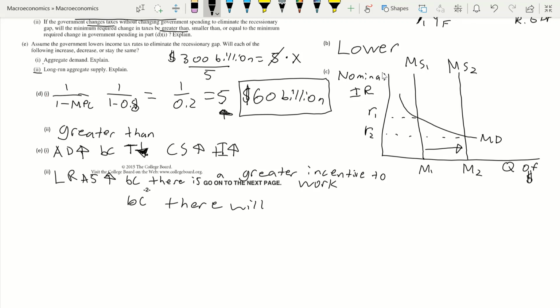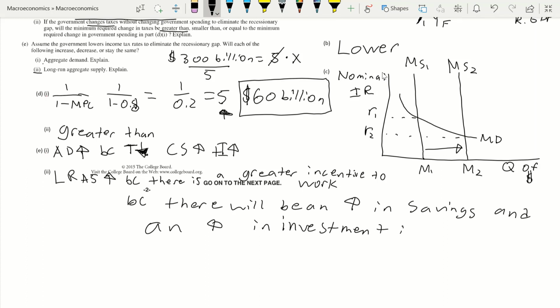in savings. I'll do an up arrow for increase. There will be an increase in savings, which I'll call S, and an increase in investment, so investment in physical capital. And that investment in physical capital will help to raise that long run aggregate supply. It's going to increase it, so it'd be a shift to the right on the graph.